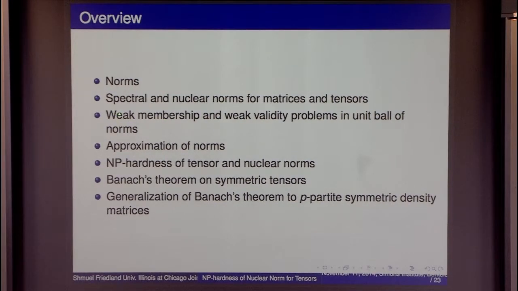Then we'll talk, not in this order, about weak membership and weak validity problems, and the unit ball of norms. This is very general, with nice, relatively simple results. I think it's new, because maybe nobody was thinking about this stuff, but one never knows. Then we talk about approximation of norms, then NP-hardness of tensor and nuclear norms. Then Banach's theorem on symmetric tensors and its generalization to p-partite symmetric density matrices. This part is sort of work in progress.